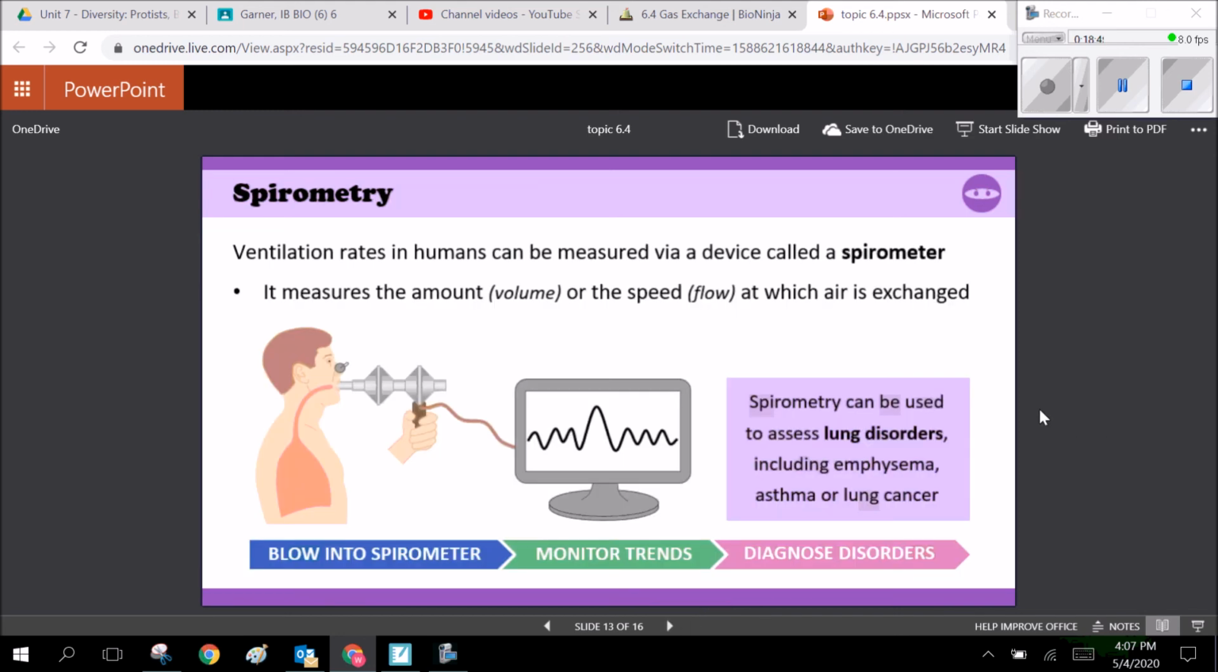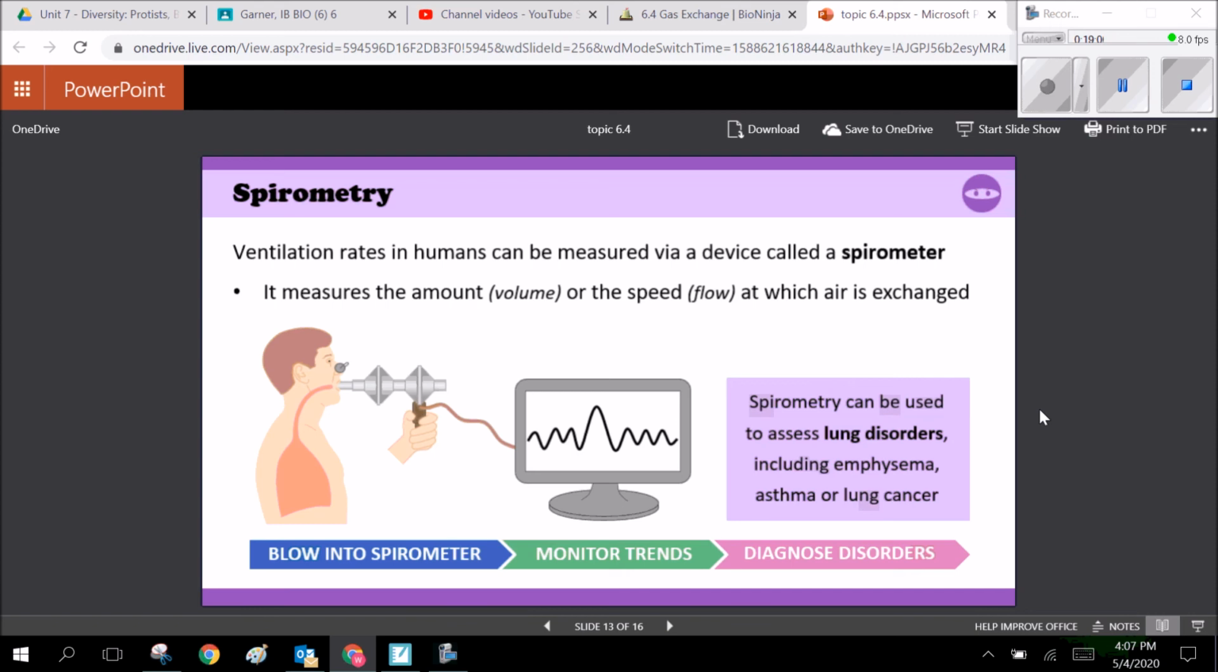Okay, so spirometers are basically going to measure the amount and speed at which your air is exchanged. So if you have a lung condition, if you have asthma, sometimes they'll ask you to use these. They're interesting to use, and they can be used, of course, to assess lung disorders.